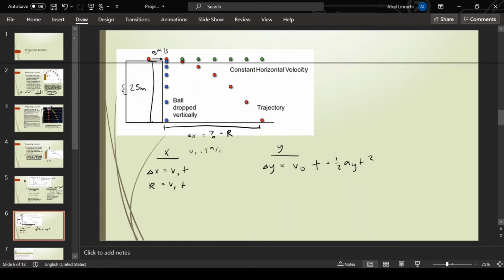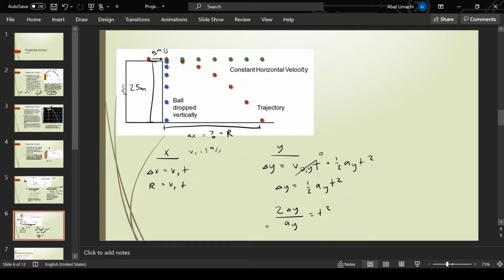But wait. What did we just say? This v initial in the y direction is 0. There's no velocity in the y direction, so this zeroes out. We get this though. If we multiply by 2 and divide by a in the y direction, we get 2 delta y over a in the y direction equals t squared. We square root both sides, and we get t is equal to the square root of 2 delta y over a y.